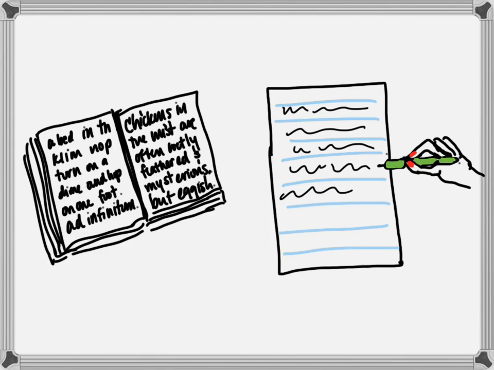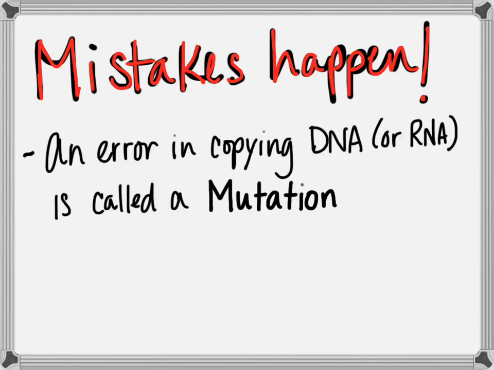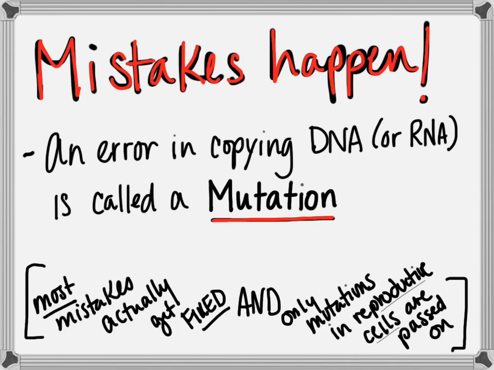Woohoo! I have. Well, the fact is that mistakes happen, and an error in copying DNA or RNA, the other nucleic acid, is called a mutation. Now, most mistakes actually get fixed so they don't become mutations, and only mutations that are happening in reproductive cells in multicellular organisms get passed on, but it's still important to talk about mutations.